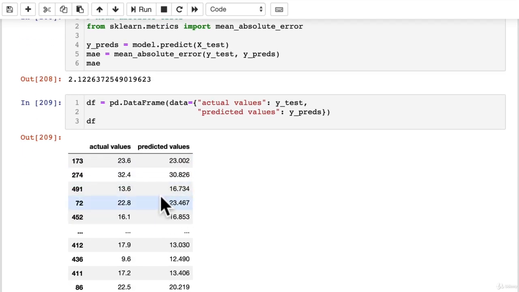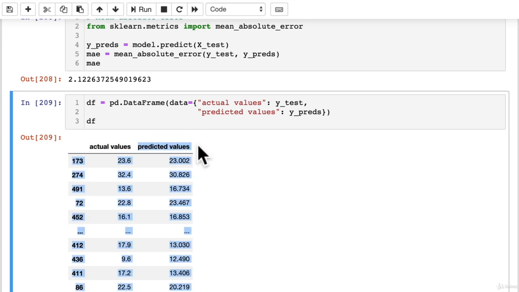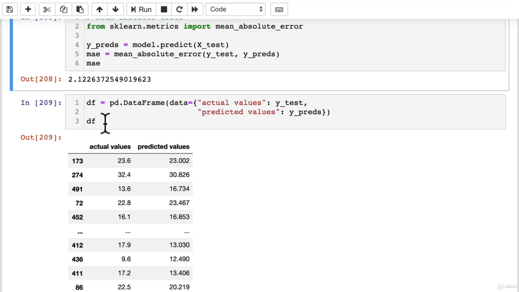So what do we have here? Well, this is the truth labels. This is what our model has predicted. So we can see 23.6 is 23.002, okay, 32.4, 30.8. Looking at these, right, and then looking at this number, can you think about where this number might be coming from? That's all right if you can't.